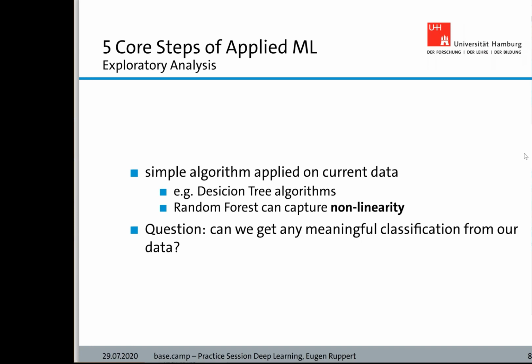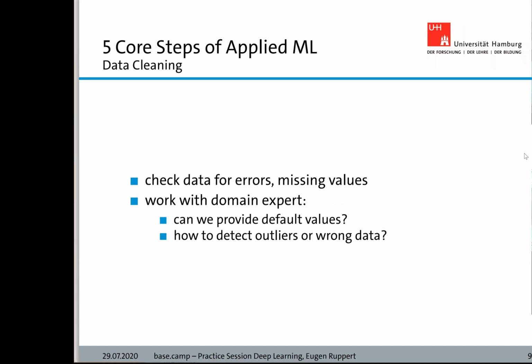Once this is established, once we get some score that is good or not good, we can step to the next step, the data cleaning. In this step, you check the data for errors. For example, maybe in your data set you have some missing values. To know exactly how to deal with those, you would need some knowledge from a domain expert with whom you work on this. For example, is there a default value that we provide when there is no value given? This can be a 0 or maybe a 1, but it really depends on the context and the data that you have.